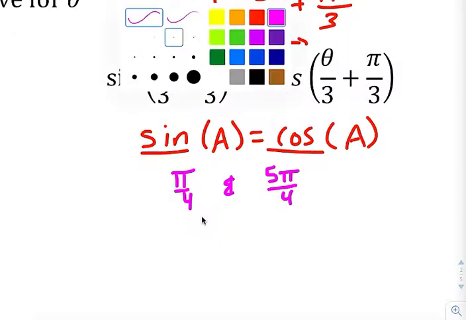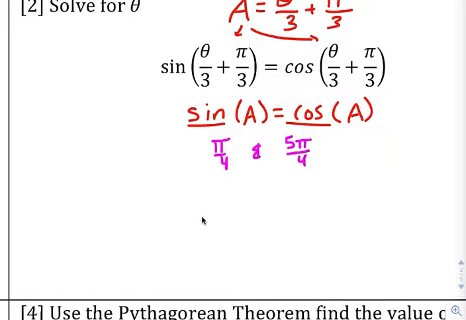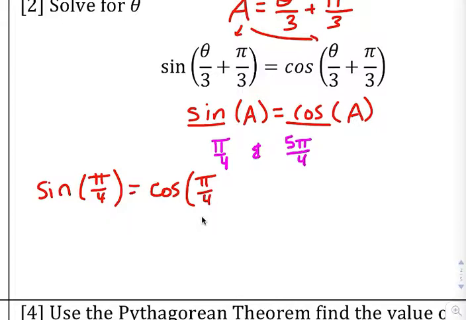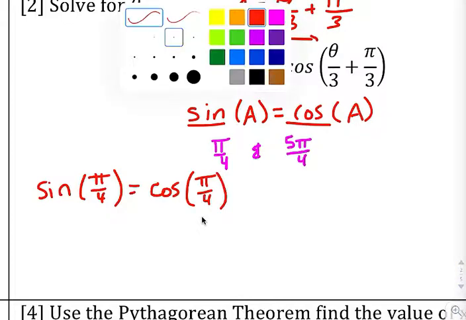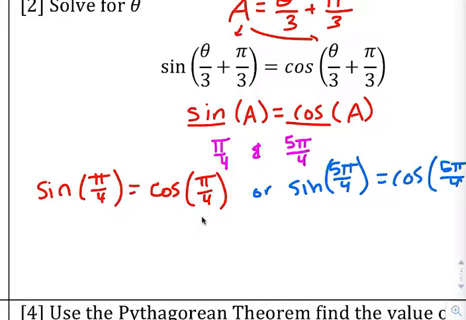So the way this would look is that we can say two different things. Let me actually make a little more room. We can say the sine of pi over 4 is equal to the cosine of pi over 4. We can also say, let's check this in blue, the sine of 5 pi over 4 is equal to the cosine of 5 pi over 4. Okay, a little messy there, sorry about that.